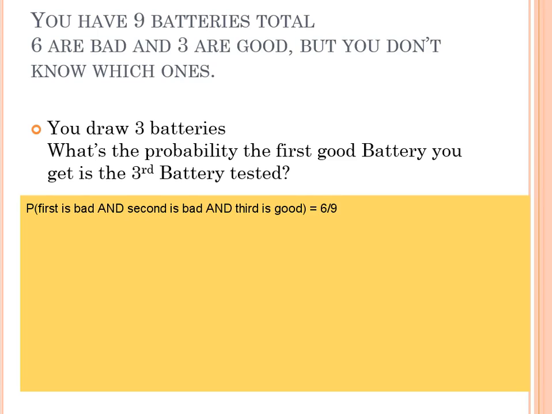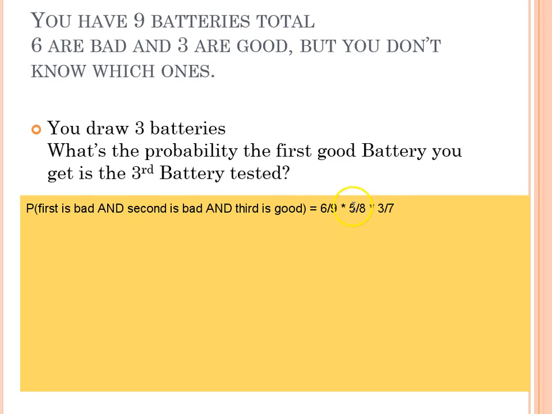So for the first battery, there were 6 bad batteries out of the 9 batteries we selected, and so the probability of the first one being bad is 6 out of 9. For the second battery that we select, there's only 8 remaining batteries, so that's our conditional probability. And since we've removed one of the bad batteries, we now only have 5 bad batteries left. Finally, for the third selected battery, there's only 7 batteries remaining, and there are 3 good batteries still in the pile. And so again, we're dealing with that conditional probability because we're dealing with the fact that we're removing batteries and not replacing them into our pile.